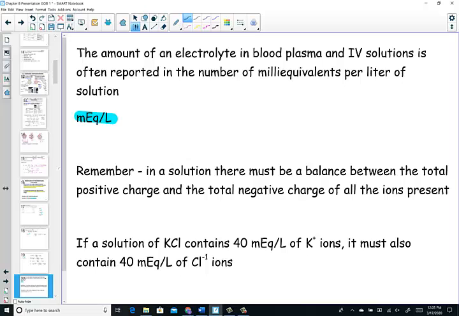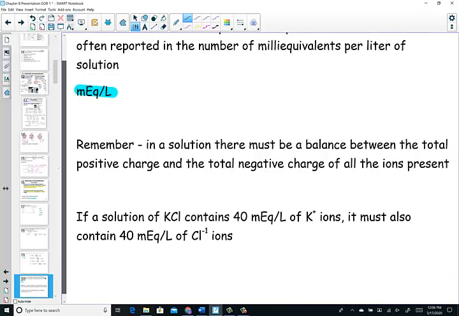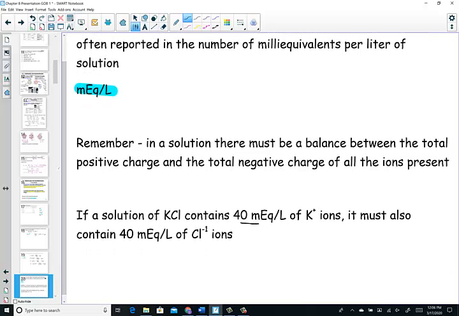Remember, in a solution, there must be a balance between the total positive and the total negative charge of all the ions present. Just like when we're writing formulas, the positives must be electrically balanced by the negatives. If a solution of potassium chloride contains 40 milliequivalents of potassium ions, it also contains 40 milliequivalents per liter of chloride ions. They are balanced in electrolytic solutions.